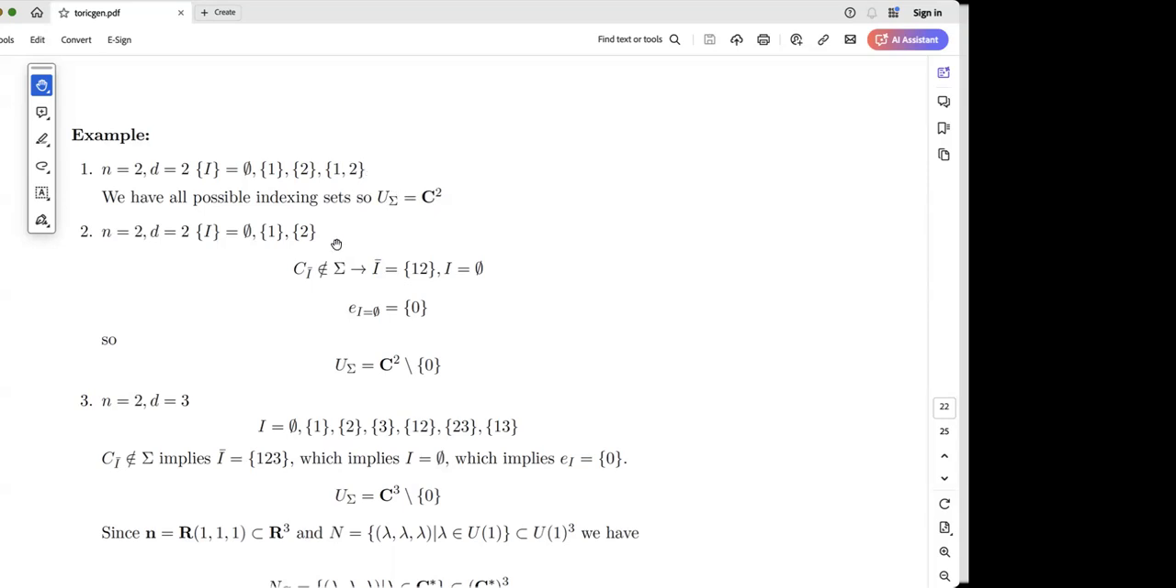So that means that the condition that C super I bar is not in sigma is that I bar is equal to 1, 2. In other words, I is equal to the empty set. So that tells you that U sub sigma is equal to C2 minus 0.